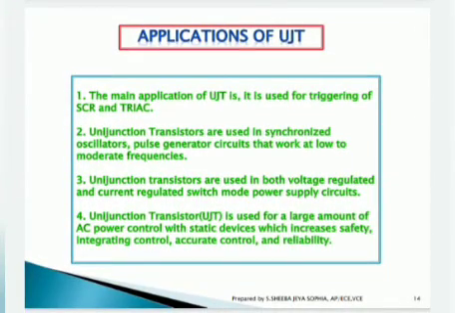The major applications of UJT are triggering of SCR and TRIAC, and synchronous oscillators and pulse generator circuits that work at low to moderate frequency. It is also used in both voltage regulated and current regulated switch mode power supply circuits. It is used for a large amount of AC power control with static devices, which increases safety, integrated control, accurate control and reliability of the circuit.